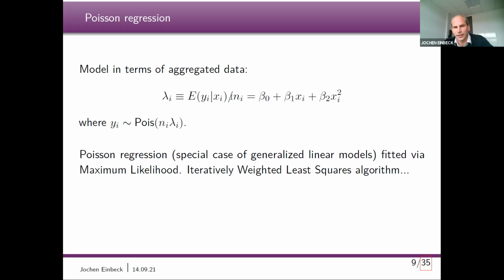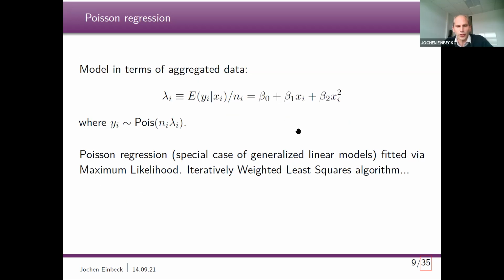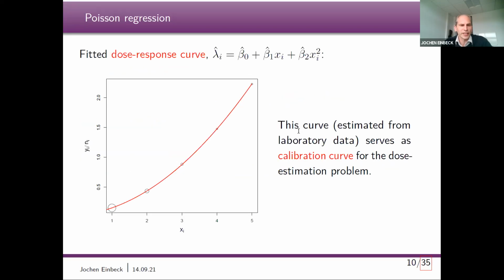Yeah, so I'm not really interested in the raw Poisson counts. What is really modeled is the number of aberrations per cell. This is described by the quadratic term. This is then fitted through Poisson regression. So that's a special case of generalized linear models that can be fitted through maximum likelihood through an iteratively weighted least squares algorithm. I don't want to go into details here, so that is GLM theory. So if you do that, you can obtain estimates beta null hat, beta 1 hat, beta 2 hat, and you get your fitted dose response curve.